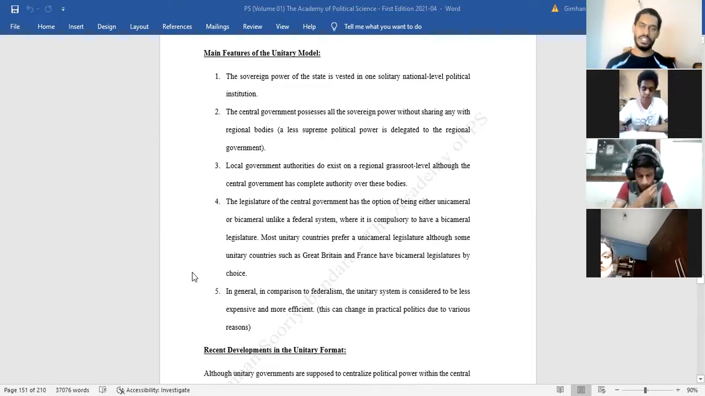A country like the USA, being federal, is still efficient, because the people are efficient. Sri Lanka, being unitary, is still inefficient, because the only government they have holds the powers and is very inefficient. So it can change according to the practical circumstances. But according to the book, according to the theory, unitary is supposed to be less expensive.